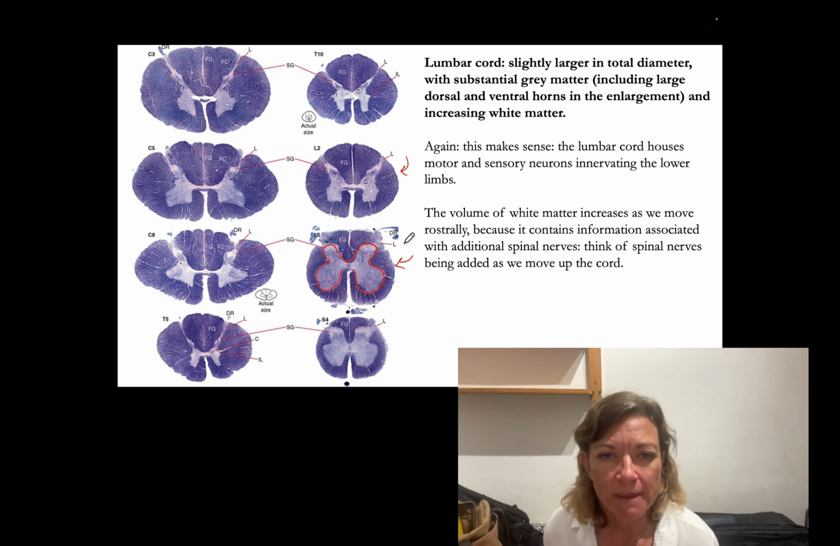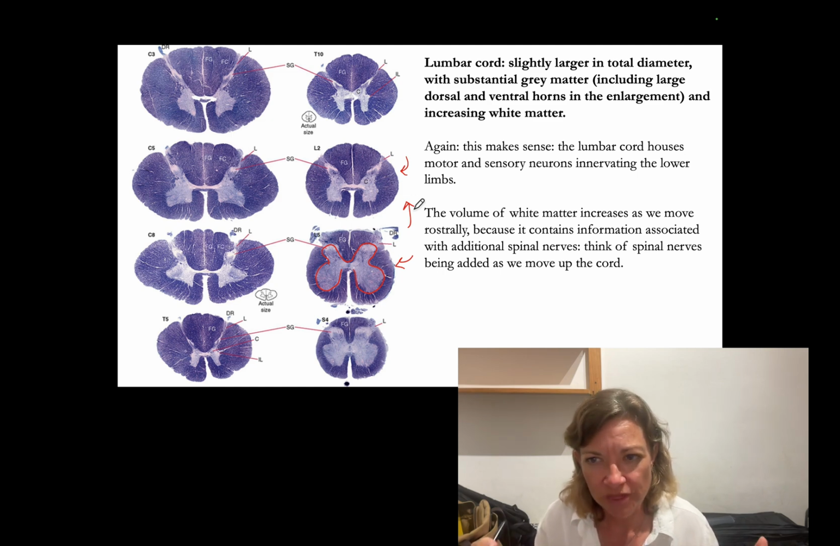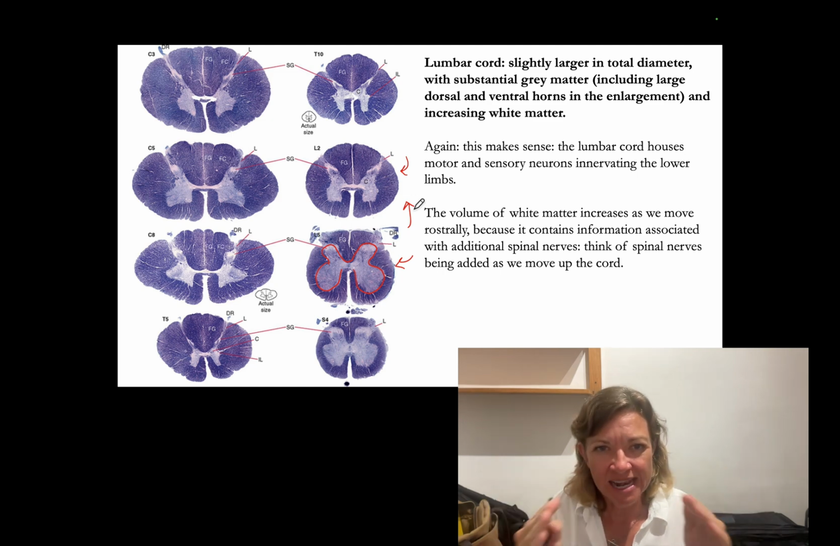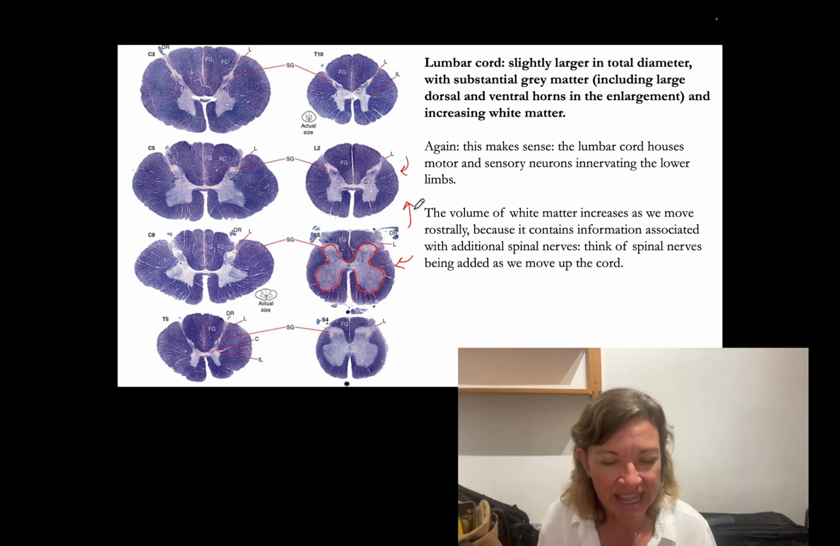Now, the volume of white matter relative to gray matter increases as we move rostrally, because now it contains information associated with additional spinal nerves. As we move up the cord, you can think of spinal nerves being added and added and added progressively. That increases the amount of white matter.